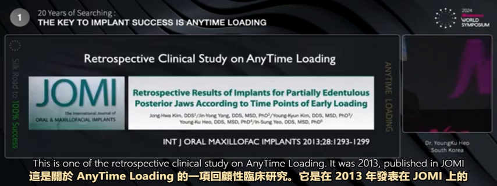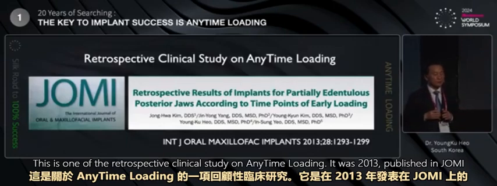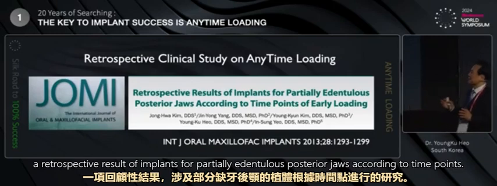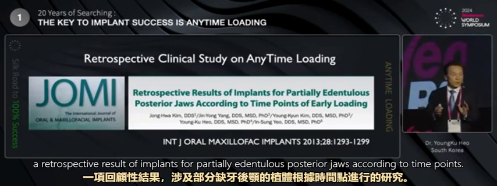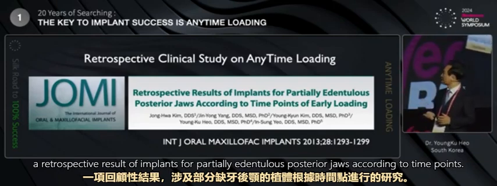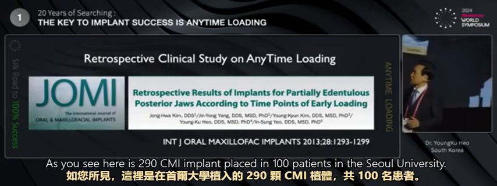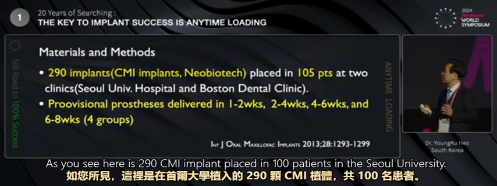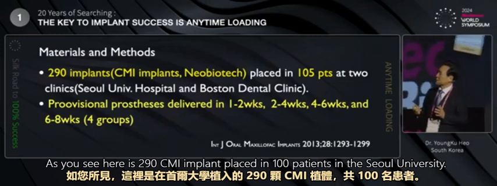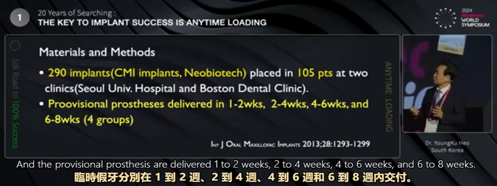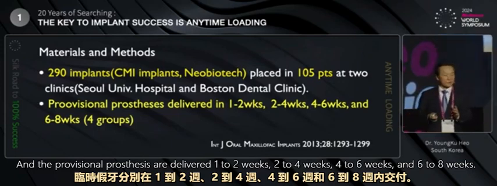So this is one retrospective clinical study on AnyTime loading. It was 2013, published in JOMI: a retrospective result of implants for partially edentulous posterior jaw according to time points. So we loaded, as you see here, 290 CMI implants placed in 100 patients at Seoul University, and the provisional prosthesis was delivered at 1 to 2 weeks, 2 to 4 weeks, 4 to 6 weeks, and 6 to 8 weeks.